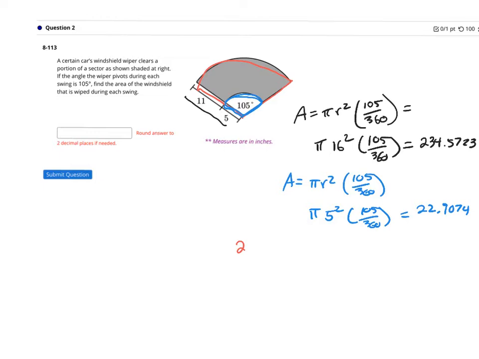So now we're just left to subtract. We take the area of the big one, the area of the entire sector, 234.5723, and subtract the area of the smaller sector, 22.9074. When you do that, you end up with 211.66.